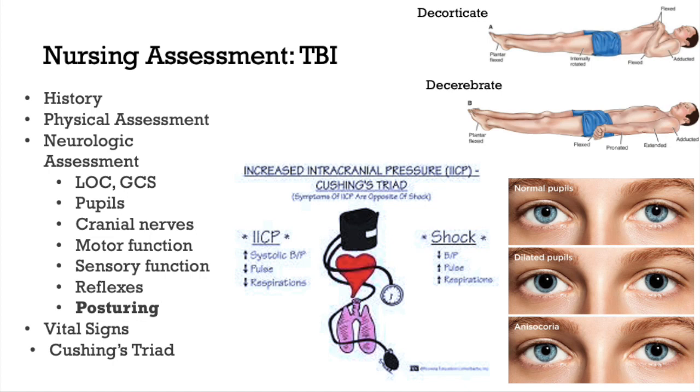Cushing's triad are 3 signs of increased intracranial pressure. This would be an increase in our systolic blood pressure, a decrease in our pulse, and a decrease in our respiratory rate. Okay, so keep in mind that increased ICP is associated with these 3 signs. Again, pay attention to your posturing, your decorticate versus your decerebrate, and what parts of the brain are being affected when you see that posturing, like we mentioned before.